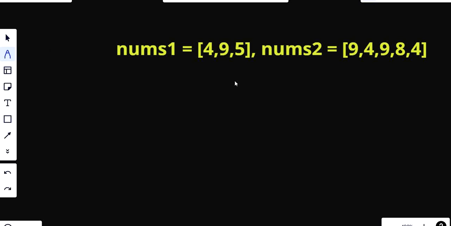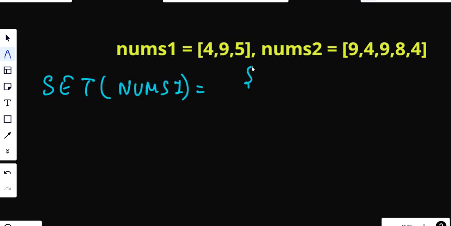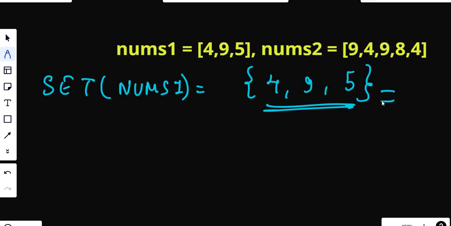Because we just need to know that whatever the frequency is, we just want to check the presence in both the arrays, right? So firstly I'm going to create a set of nums1. So the nums1 set will be created and it will look something like 4, 9, 5, right? Now I just want to check whether the nums2 elements are present in this set. I just need to check this part.